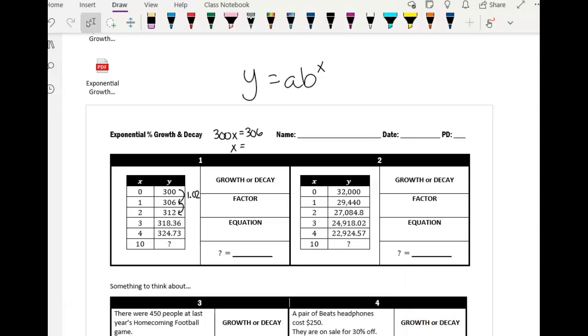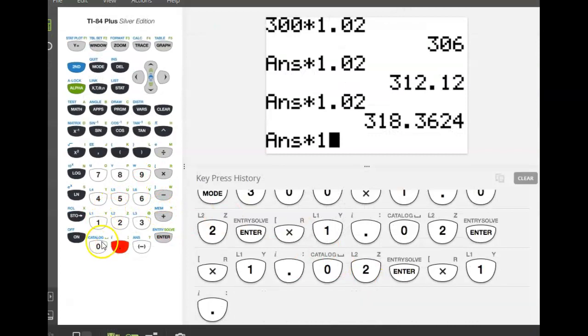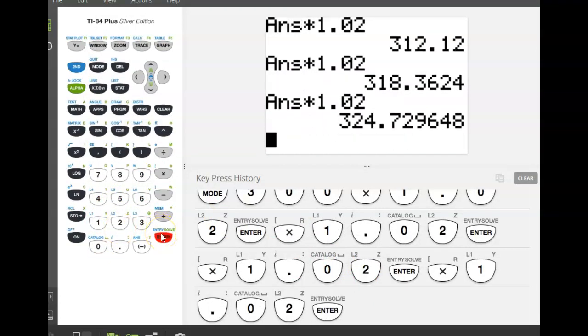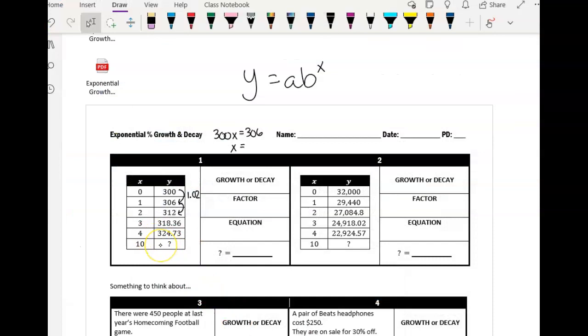And so we can see we got a good idea of what our rate is. If I do times 1.02 again, keeping it in my calculator with no rounding, I get 324.72, which rounds to 324.73, which is what I have here in the chart. So I can see that my factor, or my rate, is 1.06. We call it a factor instead of rate because it's something I'm repeatedly multiplying. And we can see that it's a growth. I can also see here's my y-intercept when x is 0.